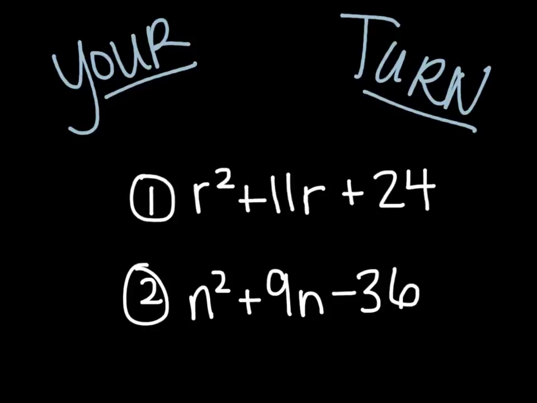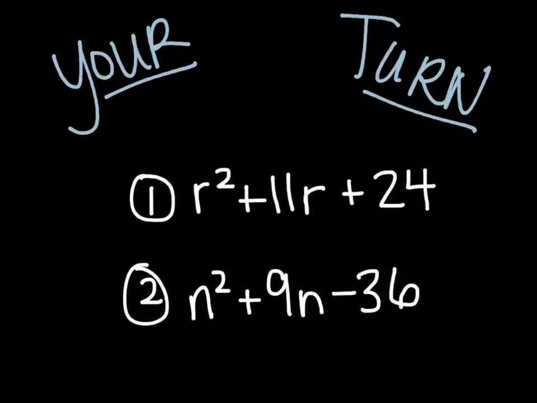All right, the answer to number 1 is, oops, I'm reading the question. Let me tell you what the answer is. Your answer is (r + 8)(r + 3). Again, you can flip-flop the order. It doesn't really matter. Number 2, the answer there is (n + 12)(n - 3).